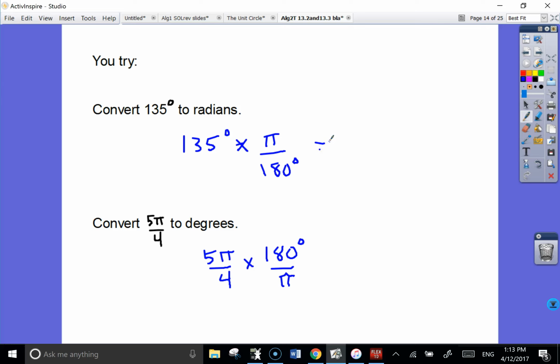Okay, so what is this first one? That ends up being 3/4 times pi, or 3 pi over 4. Okay, how about the second one? The pi's cancel, 4 goes into 180 45 times, 5 times 45 is 225 degrees. Okay, so 5 pi over 4 is the same thing as 225 degrees. And 135 degrees is the same thing as 3 pi over 4. Okay.